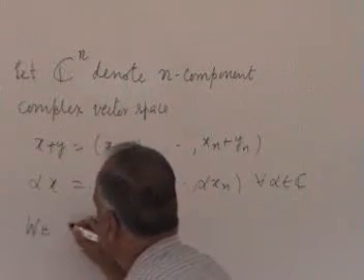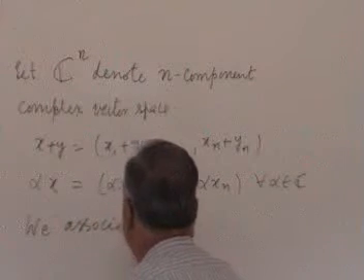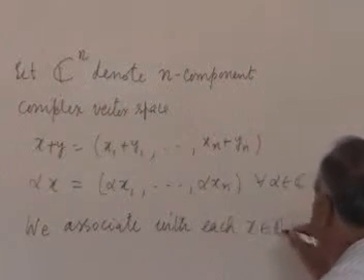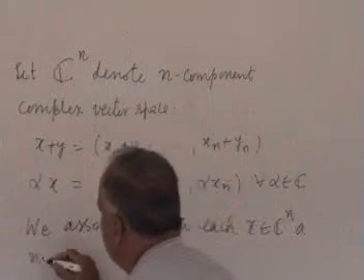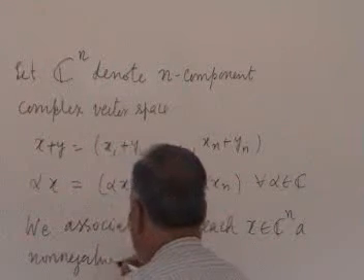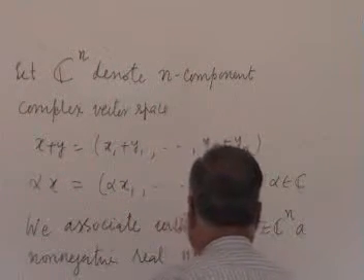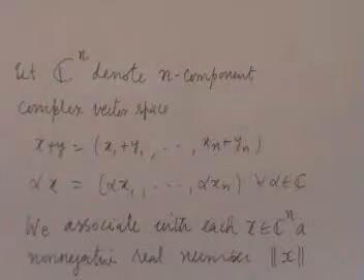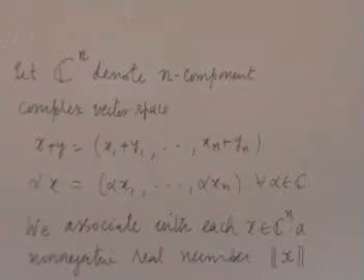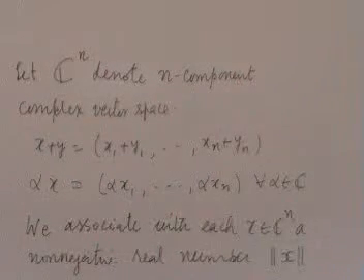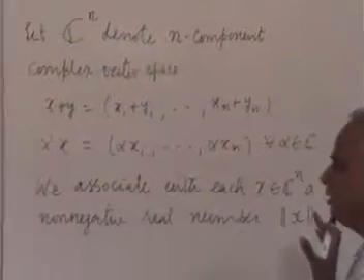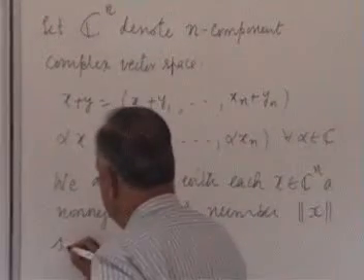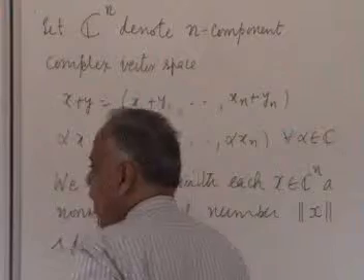We associate with each number, with each x in Cn, a non-negative real number, which we denote by two lines instead of one line. For the real line we had one line. Just for convention we follow this, because we have to distinguish between the absolute value and the general, such that all these properties hold.